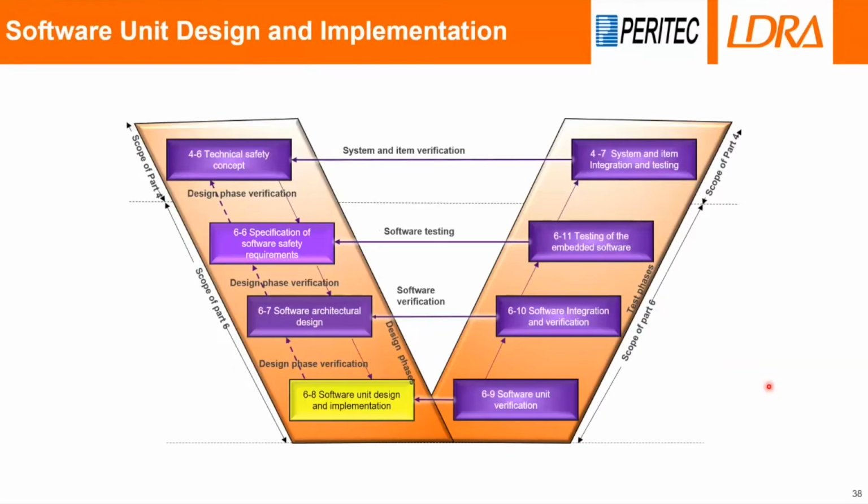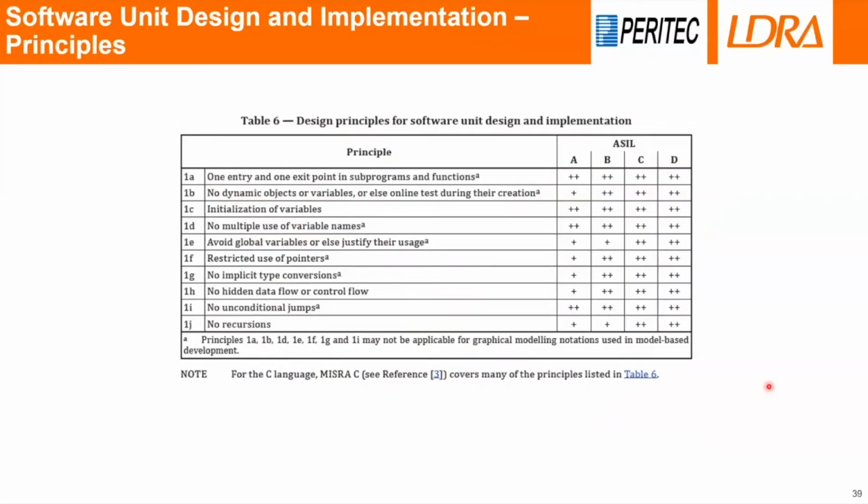Now coming to the unit design and implementation, again there are design principles while doing the coding. You can see the design principles for coding listed in this table, and we need to follow these. We need to choose the principles from this list, tailor the standard, tailor our design guidelines, and make sure that we are generating a code review report which will show that none of these principles are being violated. The MISRA C reference is given here. For the C language, we can follow MISRA C.